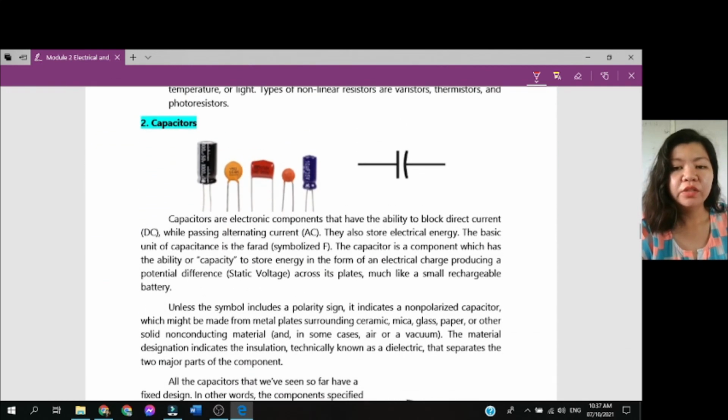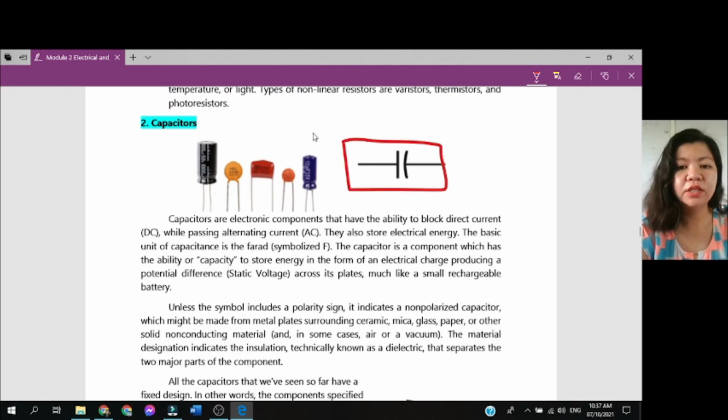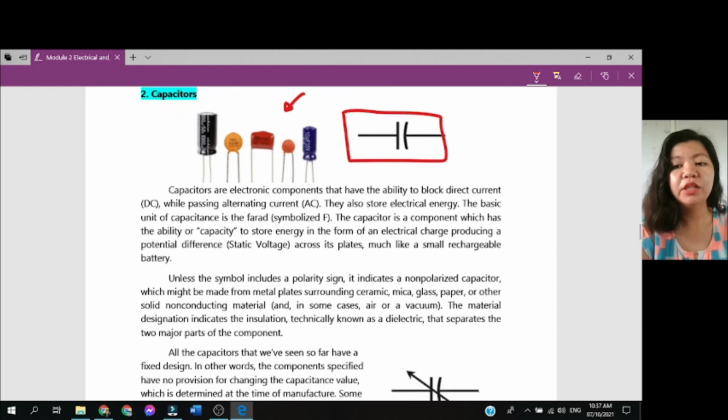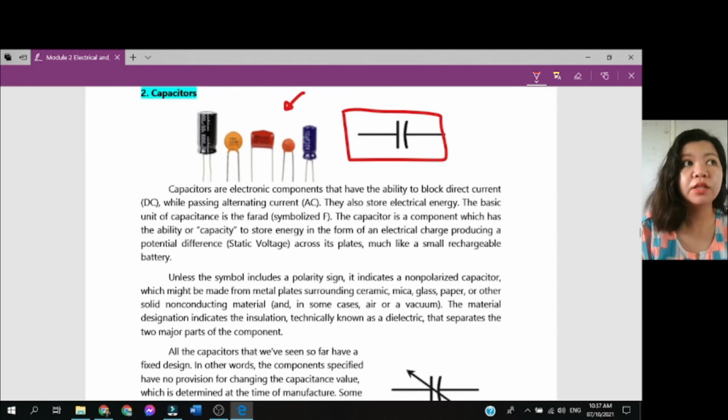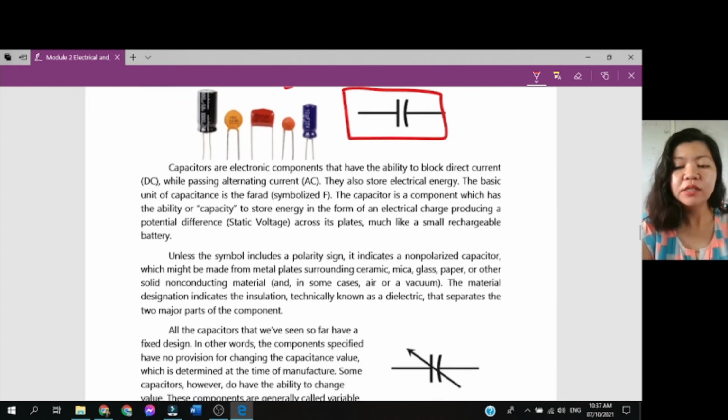We also have here a capacitor. So ito yung symbol for our capacitor, and these are the components for it, the real-life components. So capacitors are electric components that have the ability to block direct current. So siya naman ay kaya niyang mag-block ng DC at it allows AC to pass. So they also store electrical energy. The basic unit of capacitance is farad.